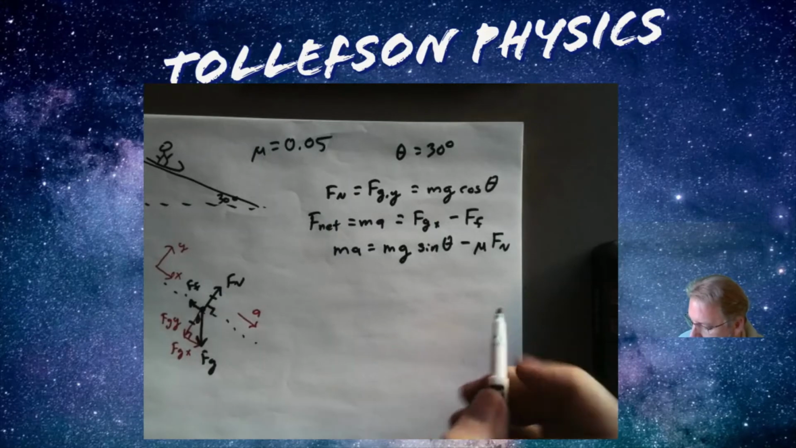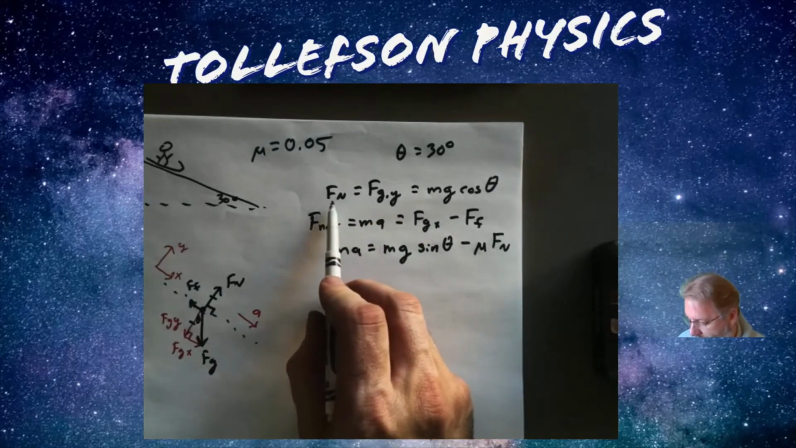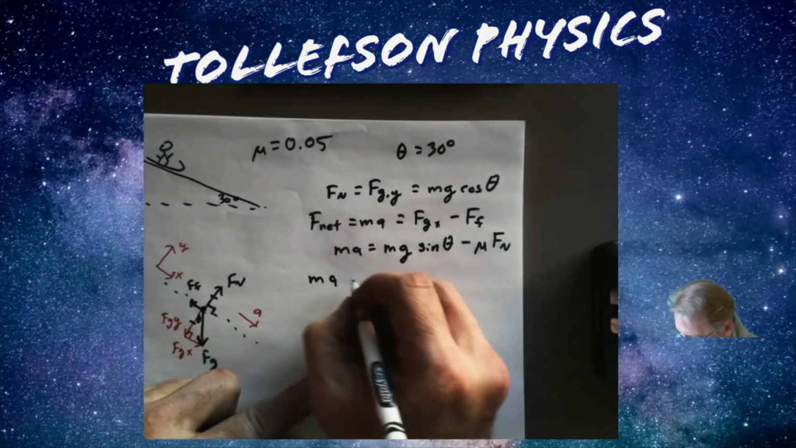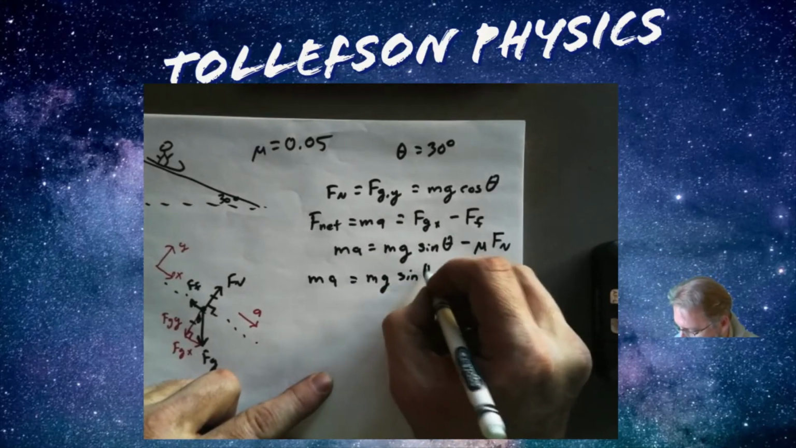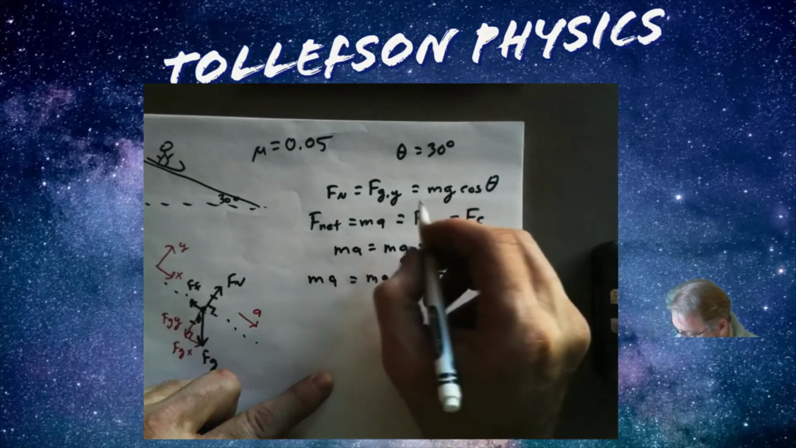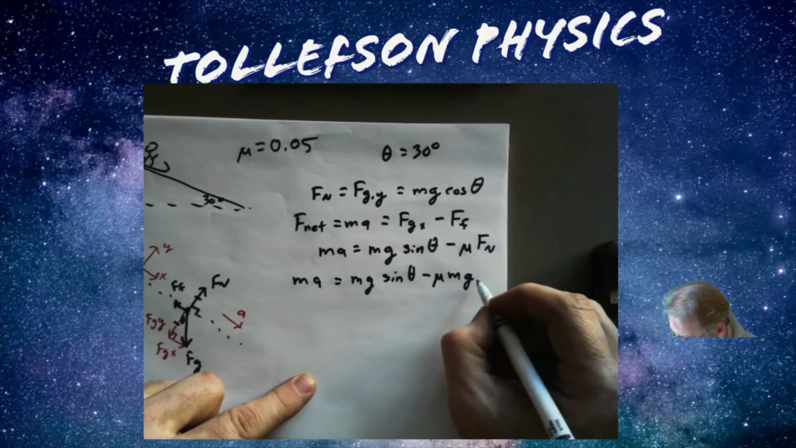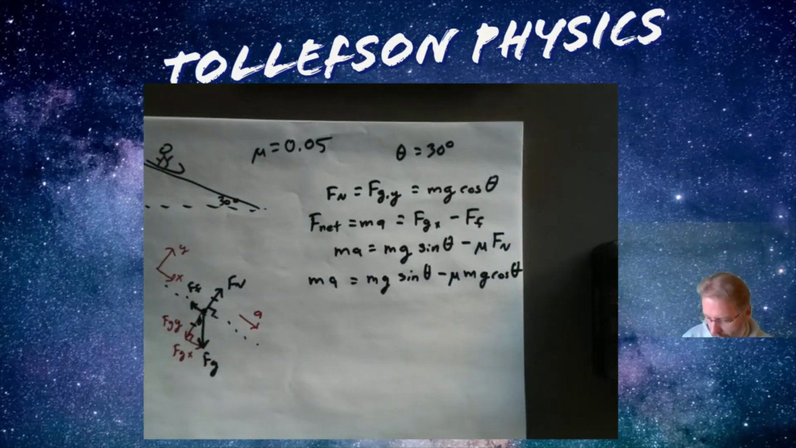Okay, well, what's the normal force? Well, actually, we have it listed right up here. Fn equals mg cosine theta. So let's substitute that. Ma equals mg sine theta minus coefficient of friction, and then the normal force, which is mg cosine theta. And then this does kind of a magical thing, right?